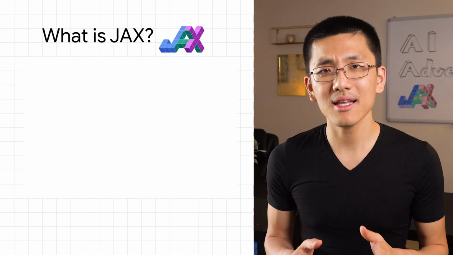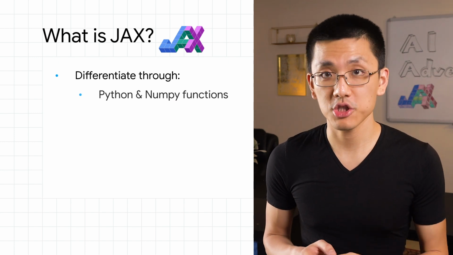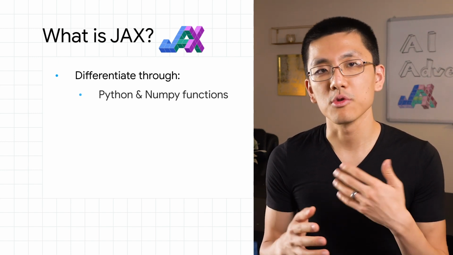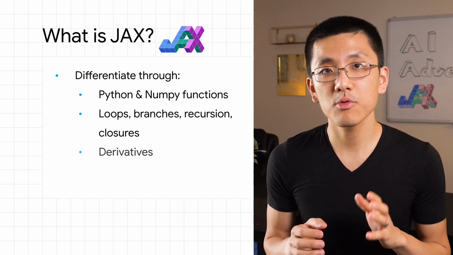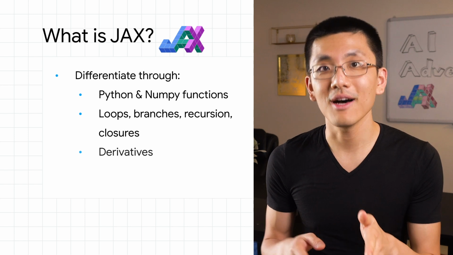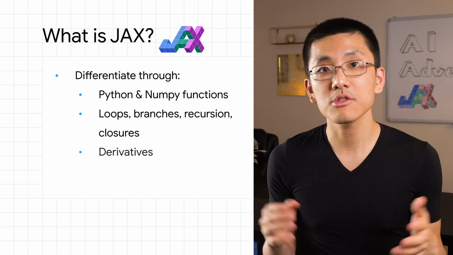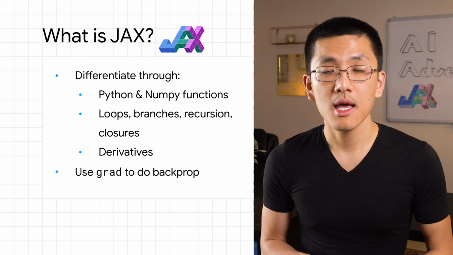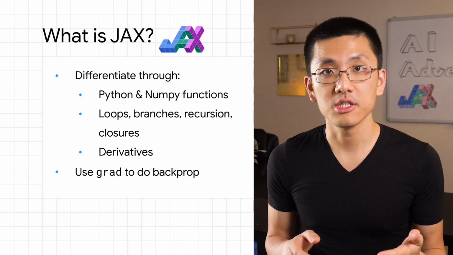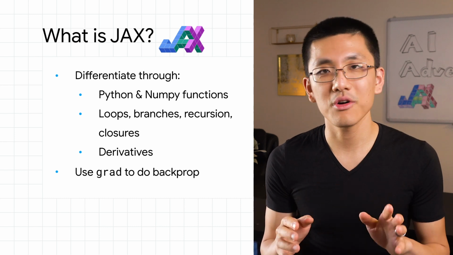JAX can automatically differentiate native Python and NumPy functions. It can differentiate through loops, branches, recursion, and closures. And it can take derivatives of derivatives of derivatives. It supports reverse mode differentiation, also known as backpropagation, using the grad function, as well as forward mode differentiation. And the two can be composed arbitrarily in any order you want.